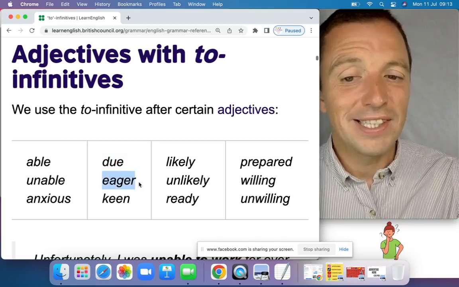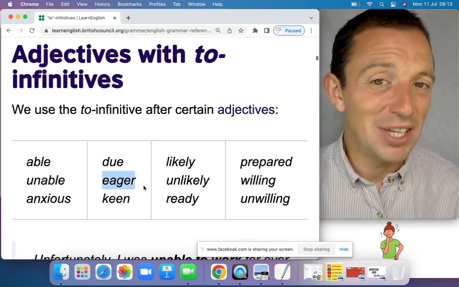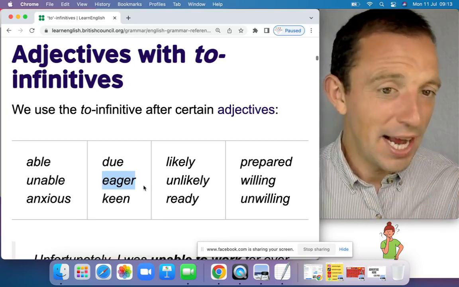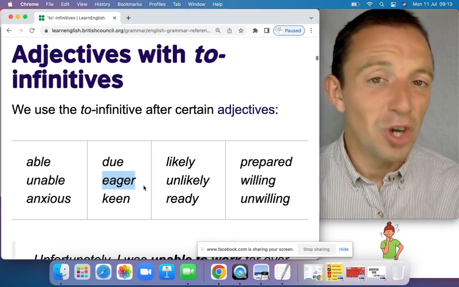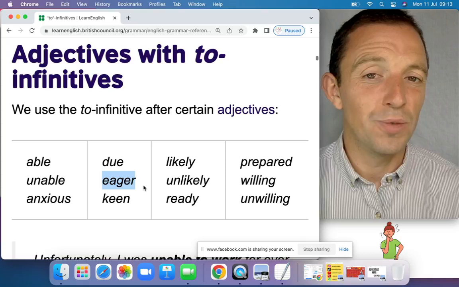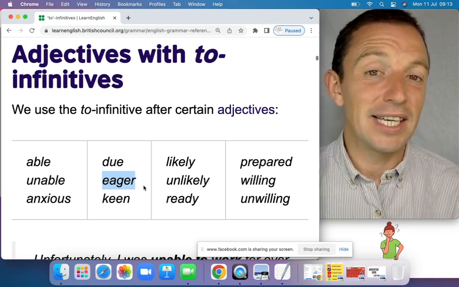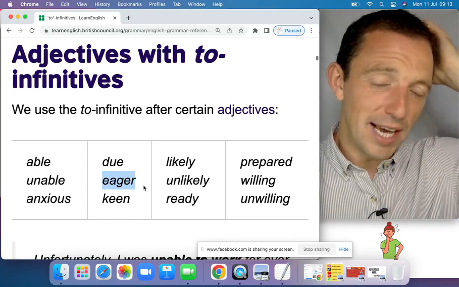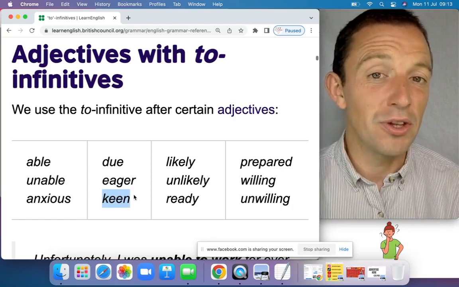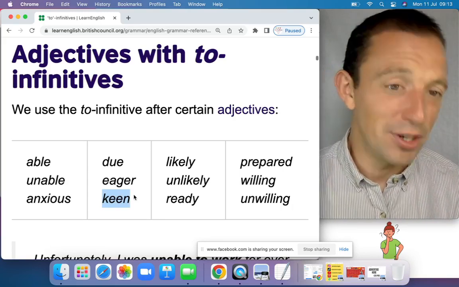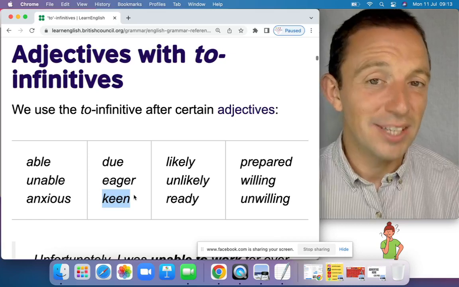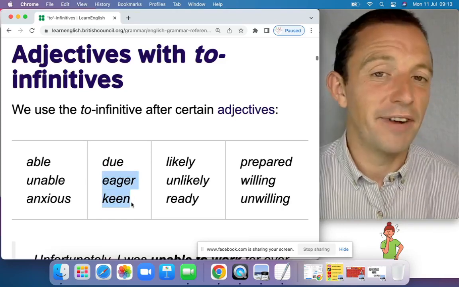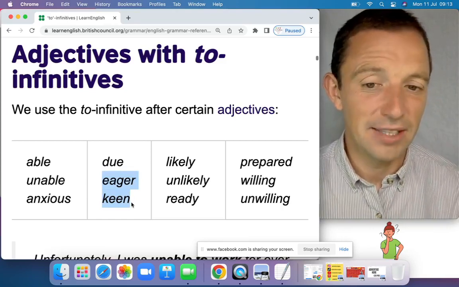Eager. What is the significance of eager? Eager means enthusiastic, and you really want to do something. I am eager to meet your friend. I'm eager to meet you. I'm eager to go to the party. I'm eager to finish the exam. The significance is enthusiastic, really excited to do something. Keen is almost the same. Keen is very similar to enthusiastic. I am keen to meet my new friend. I am keen to start this project. And it means excited and eager. So keen and eager are very, very similar, but very good quality adjectives.